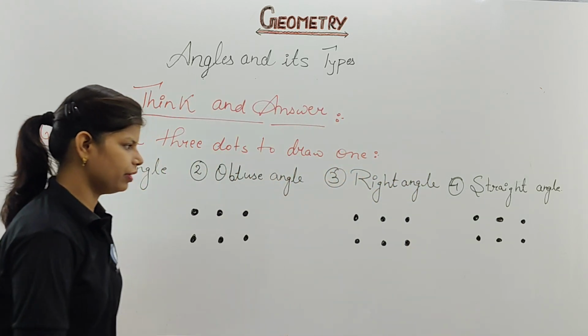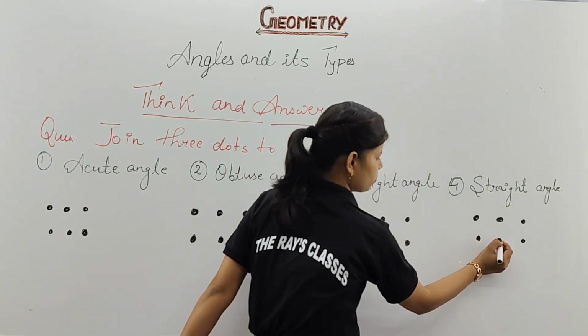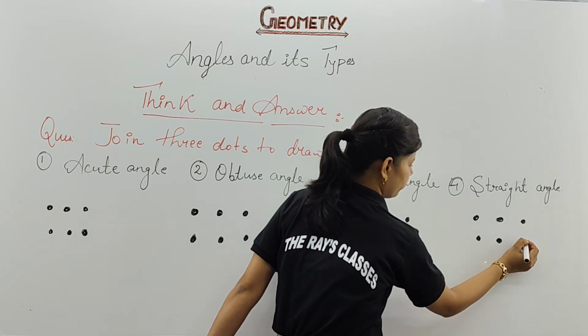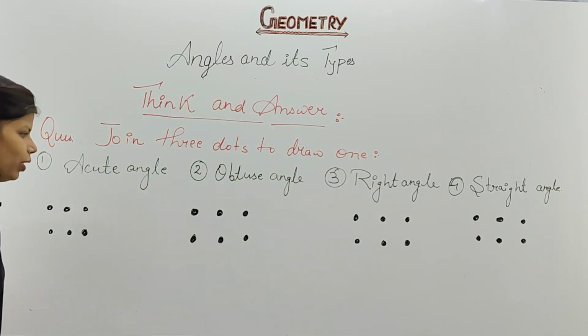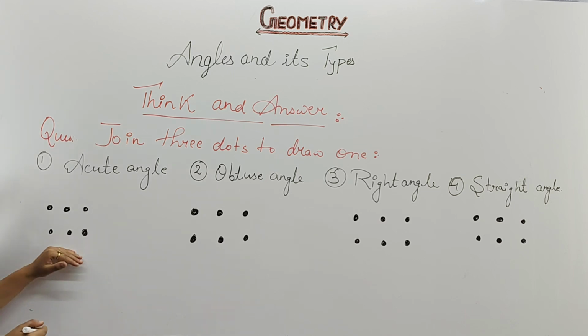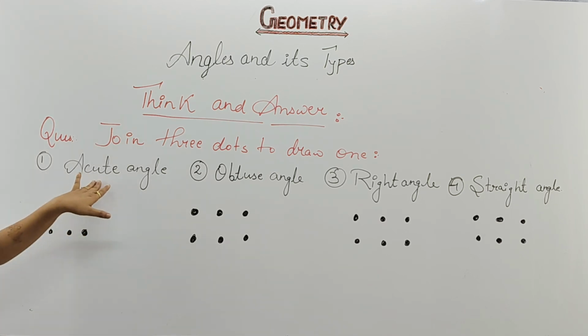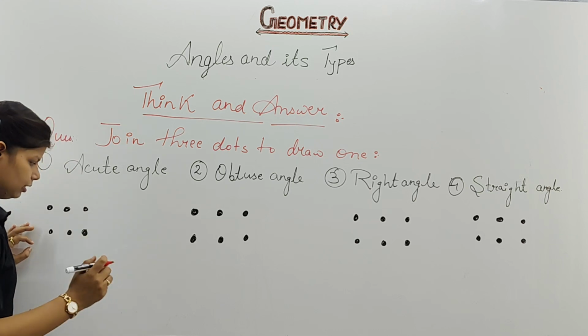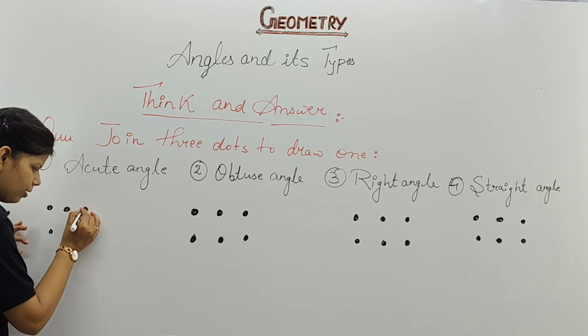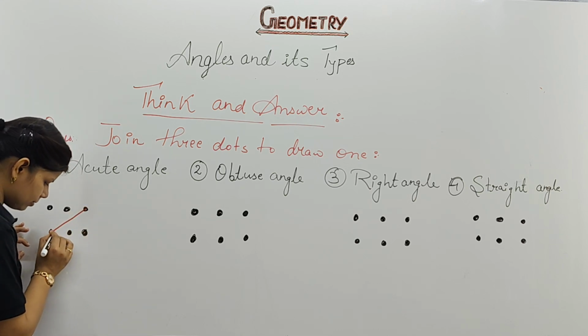Now I have drawn 6 different dots. This dot is quite small. Now can you guess how I will take 3 dots to represent that one? Here you have 6 dots, and we have to draw an acute angle. Acute angle means less than 90. So for example, I will take this one and I will draw it like this.